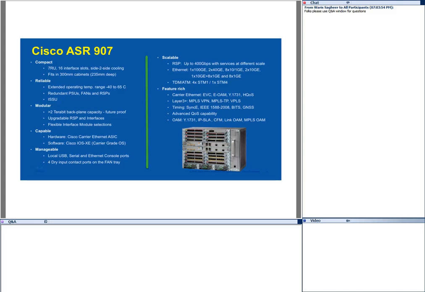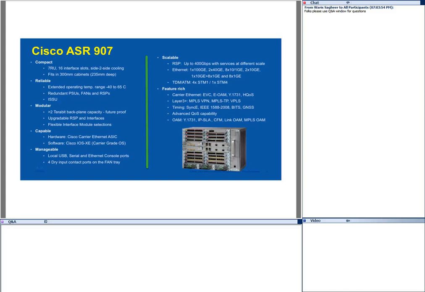When we talk about the manageability, it's important to note that most routers they have like the console, aux, out-of-band management. Those are the standard ones. With the 907, we also have a USB port so that you can connect an external storage to copy data from or to the 907 to the device. There is 4 dry input contact port on the fan tray.